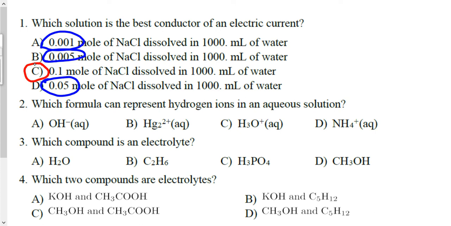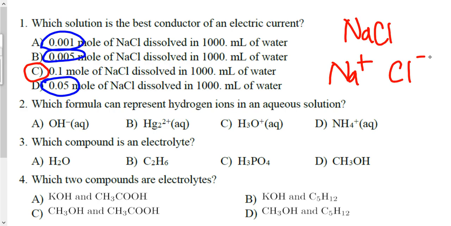So we have 0.1 mole of NaCl, and when we place NaCl in water, it breaks apart into Na+ ion and Cl- ion. And those ions will help conduct electric current.